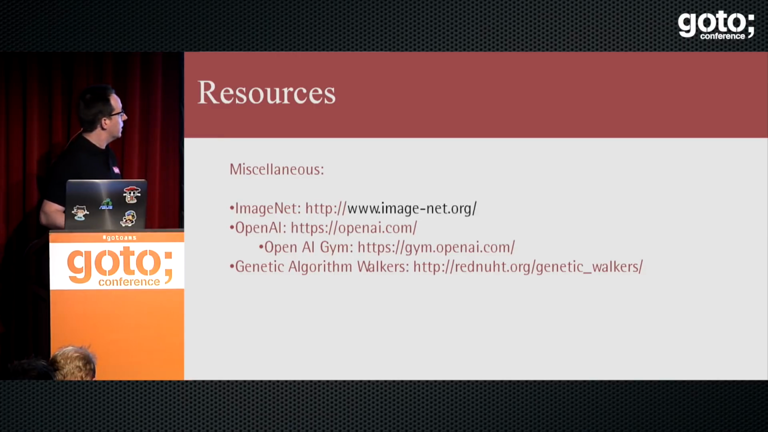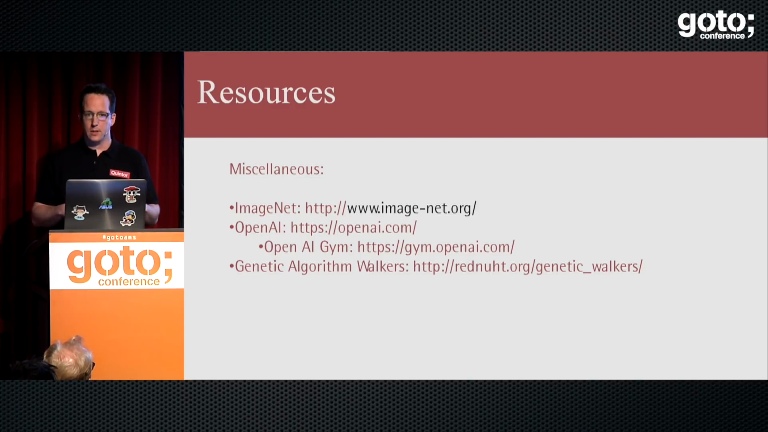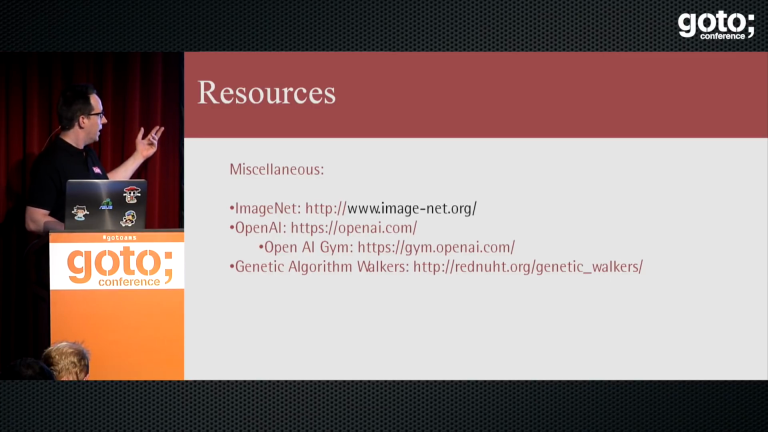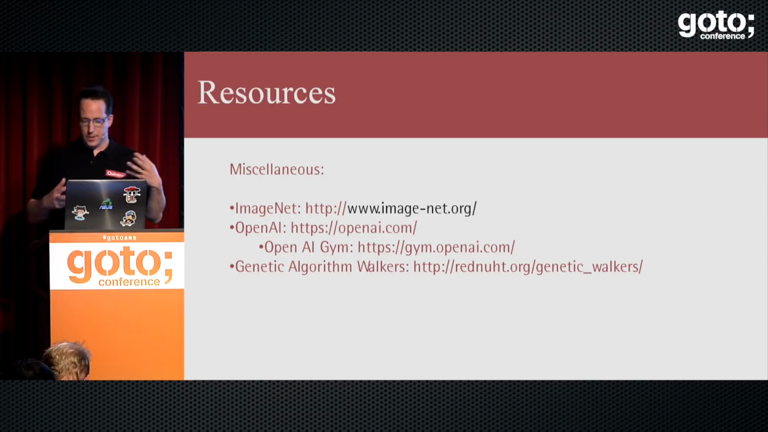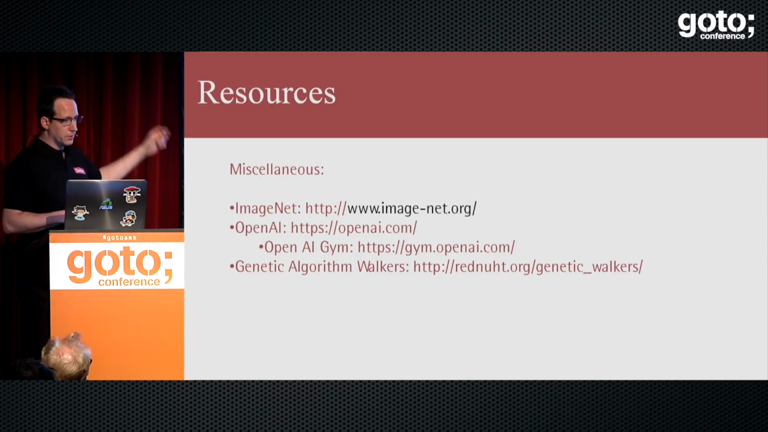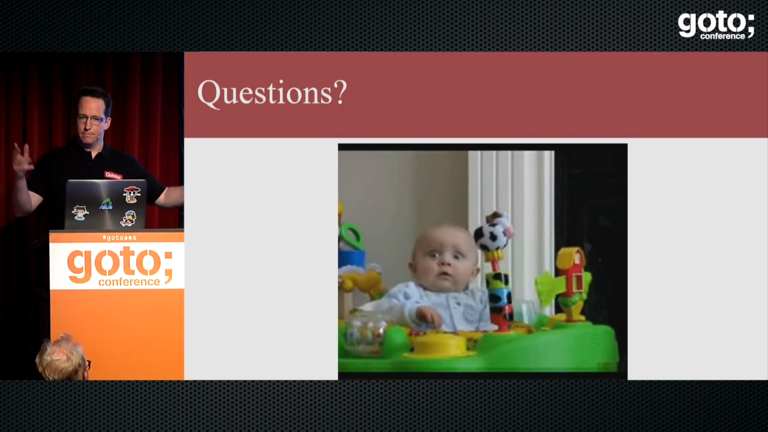So these are some other miscellaneous sources. ImageNet, this is, for example, a resource for all kinds of images and computation, basically, to check how good your image recognition is. OpenAI is a platform promoting AI. And they also have an OpenAI Gym for competing on several problems. And what I just showed you, the genetic algorithm walkers, which is basically simple genetic fun. Any questions?